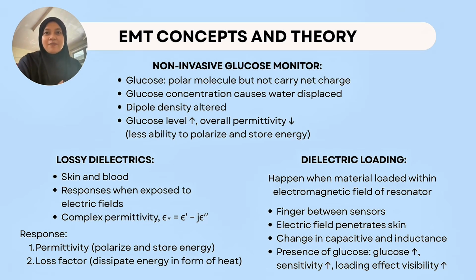For the concept, biological tissue like skin and blood are classified as lossy dielectrics. They only give a response when exposed to an electric field. So what is the response? First, permittivity. As I mentioned before, permittivity is the ability to polarize and store energy. Second, loss factor, which is the ability to dissipate energy in the form of heat. All this behavior is known as complex permittivity. The complex permittivity can be determined from the subtraction of the real permittivity with the loss factor value.